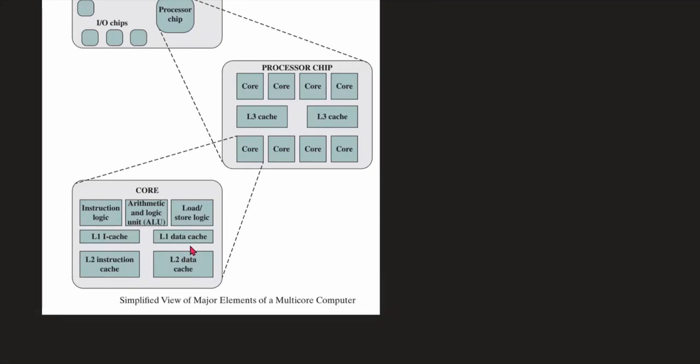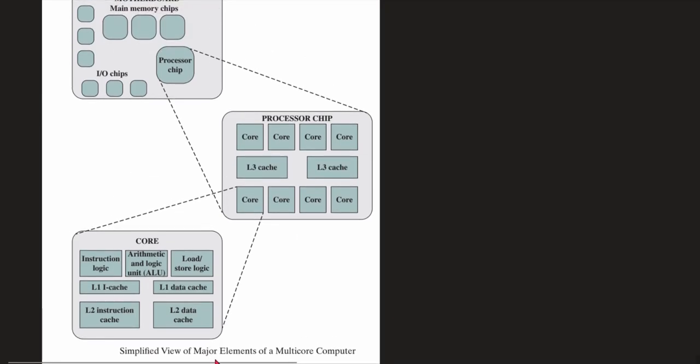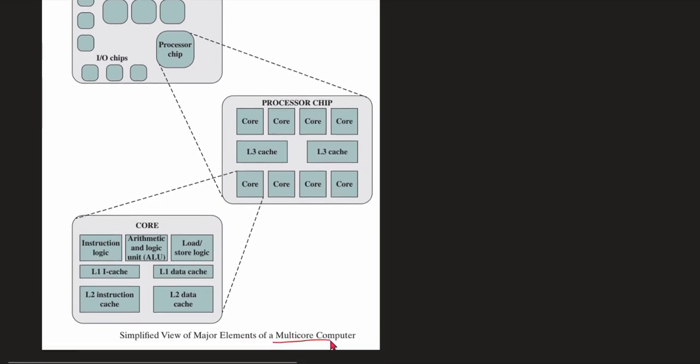To further increase the performance of the computer system, we are using different levels of cache memory. Inside the core, there will be L1 and L2 types of cache memories for instructions and data. And then, common on the processor chip, there is the L3 type of cache memory, L3 cache for instructions and for data. So this is a simplified view of the major elements of a multi-core computer system, as given here.